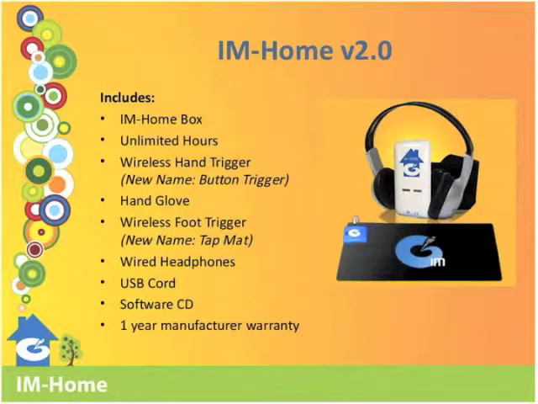You get a button trigger or a hand trigger that is wireless, which is really great, and also a wireless tap mat, or what we call the foot trigger, and this is touch sensitive. That's the mat that you see, the black mat that's down there in front of the white box and the headphones. The headphones are wired, just for simplicity. You get a USB cord for your computer, software, and a 1-year manufacturer warranty.